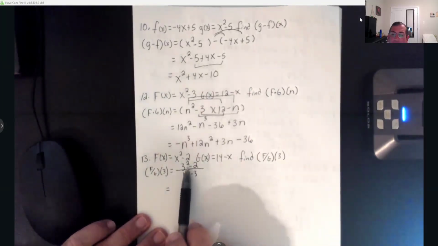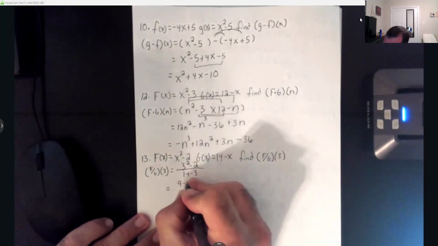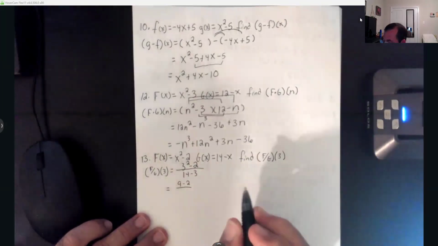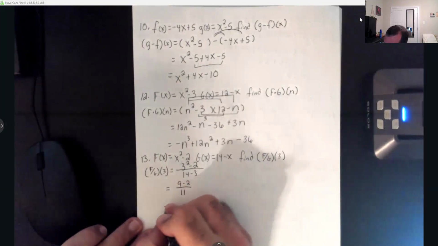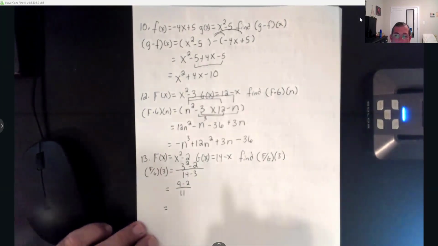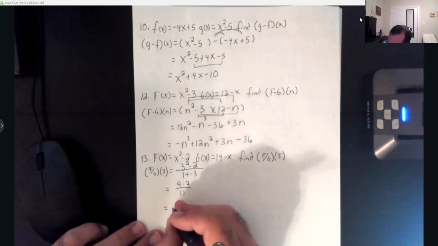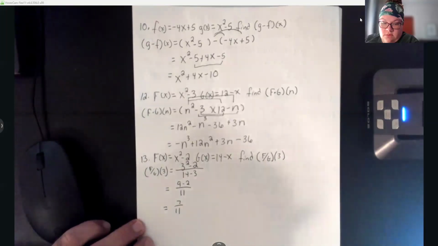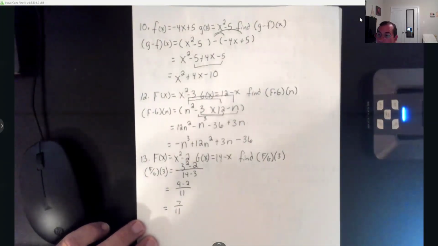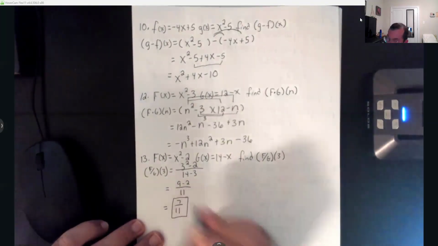What is 3 squared? It's 9, so 9 minus 2 gives me 7. And then there'll be 11 on the bottom. So 7 over 11. At that point, can you reduce that? Nope, so that would be our final answer.